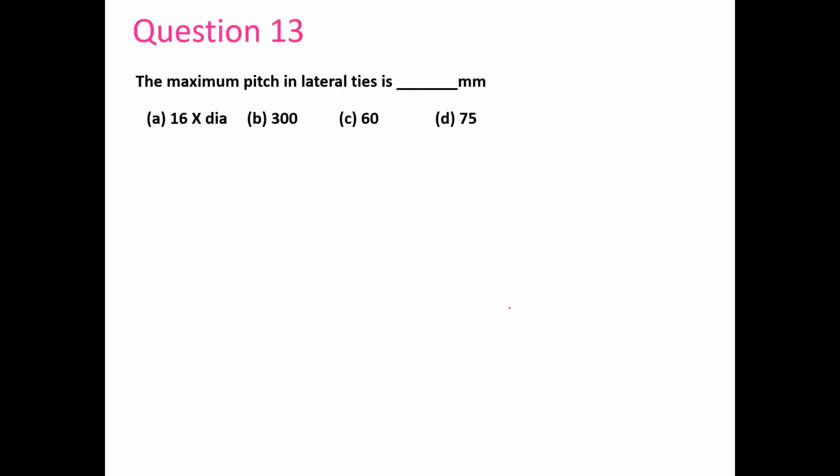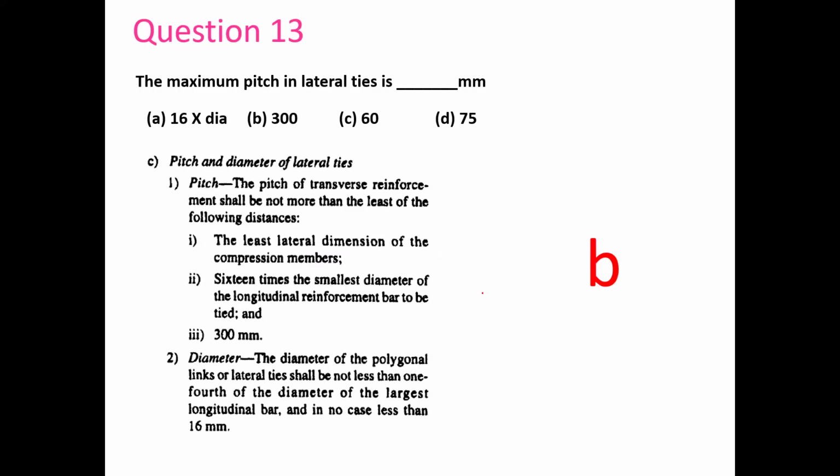Then the maximum pitch in lateral ties is 300 mm. You can go to this same clause, 26.5.3.2.1 or so, the pitch of the transverse reinforcement. We have these three criteria, but what is the maximum value? 300. We have to provide the minimum of the three, meaning the maximum value is 300. If it comes greater than 300, we have to go for 300. So maximum allowed is 300, and less than this is allowed. The question is the maximum pitch.